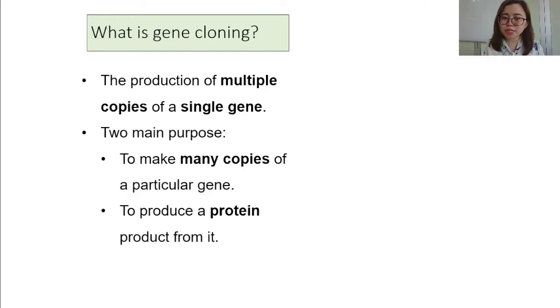There are 2 purposes why we want to do gene cloning. The first is so that we can make many copies of that particular gene, and the second is to produce a protein product from it. Okay, 2 sebab kita mau kasih banyak gene, dan bila ada banyak gene, kita boleh hasilkan protein daripada gene tersebut.